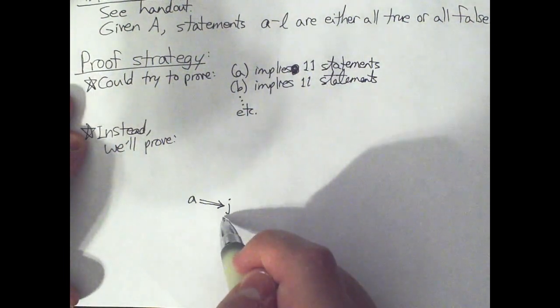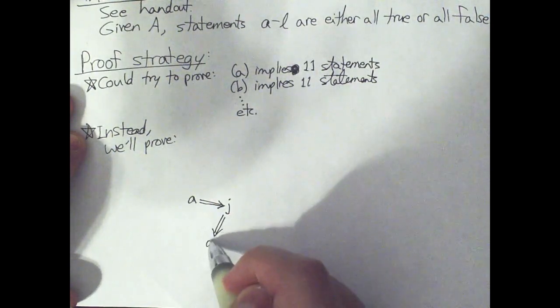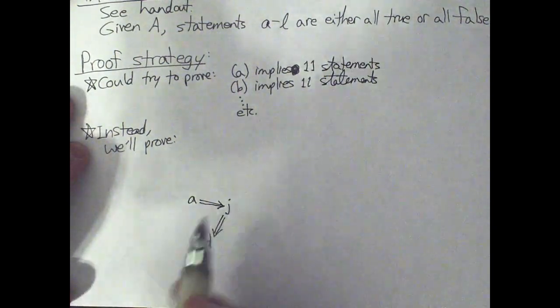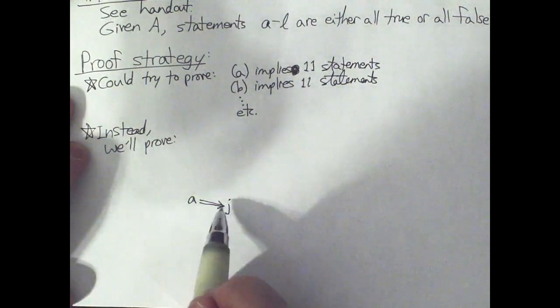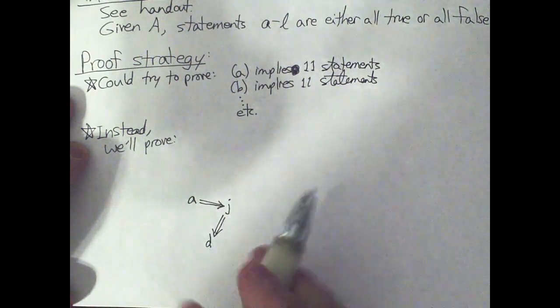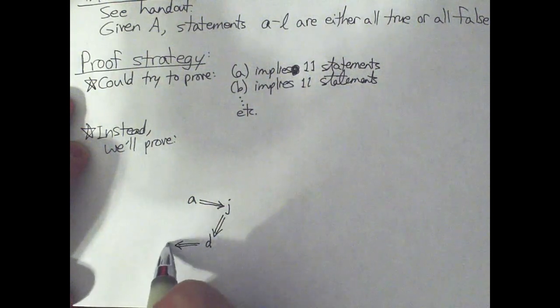We are then going to show that item J implies item D. And we could actually do some of the things here in different orders. But yeah, we're going to show A implies J. If A is true, it implies J is true. If J is true, it implies D is true. If D is true, it implies C is true.